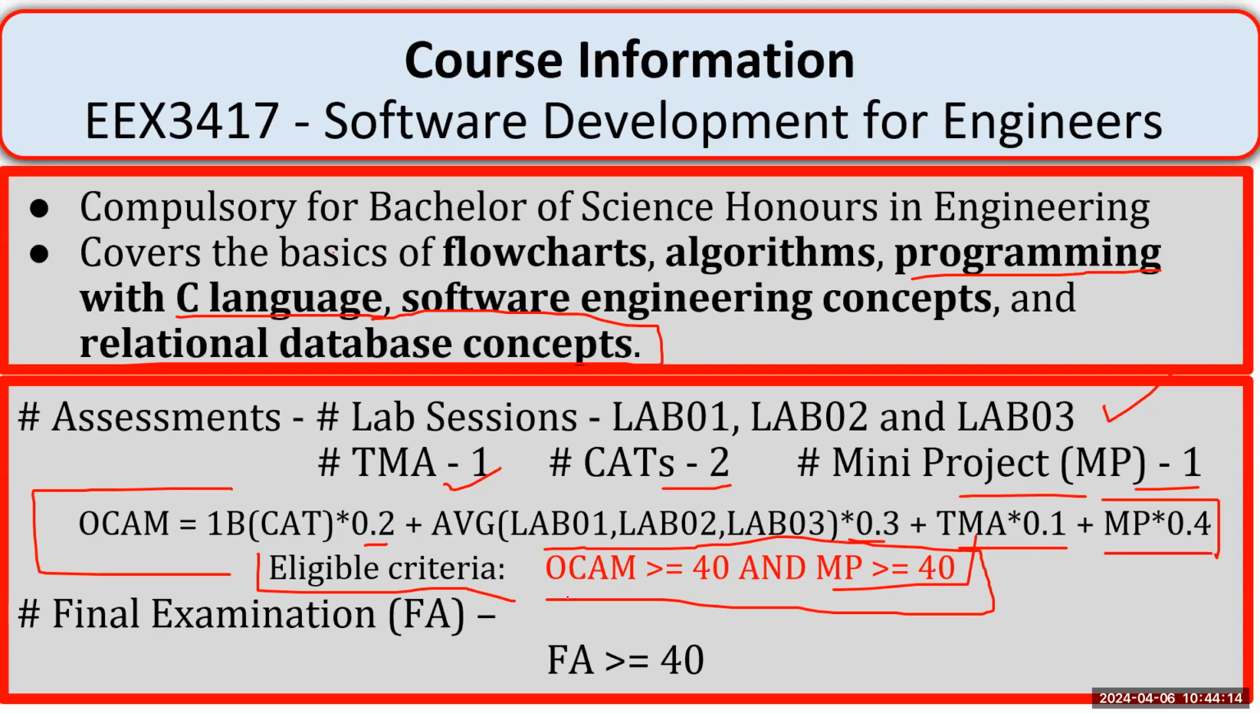So as an example, let's say you have an OCAM mark of 55 or 50, something like that, but you have not submitted the mini project. That means you will get 0 marks. So then you are not eligible to sit for the final exam at the end of the academic year. So both should be satisfied. And as usual, in the final exam you have to pass with at least 40 marks to succeed in your course grading.